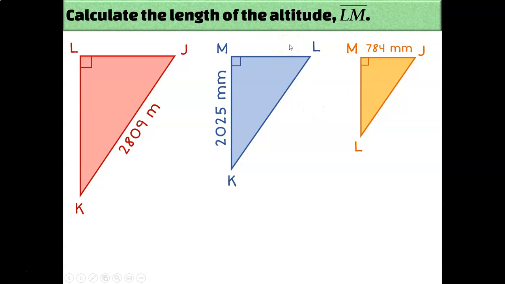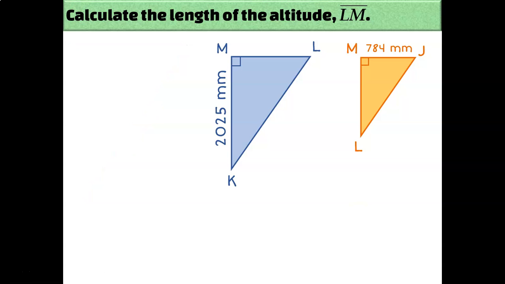Instead, I would have to set up a proportion. But I don't have two corresponding sides that I know both lengths of. So it might feel like this is impossible to solve. But it's not, it's actually possible. Let's take a look at the proportion that we could set up using the two sides that I do know something about.